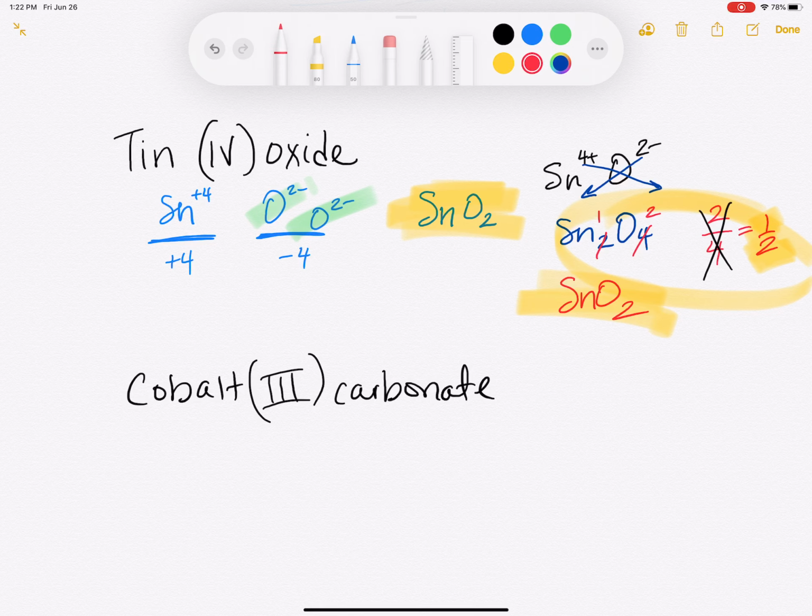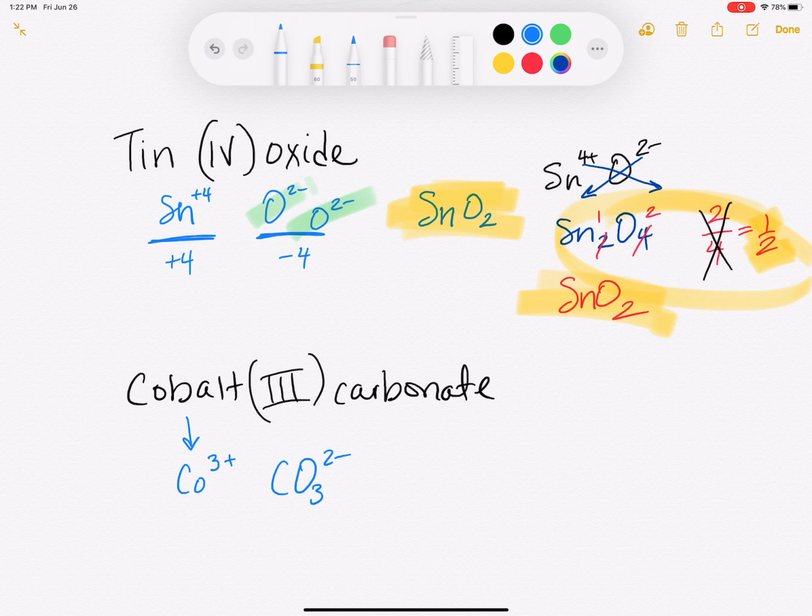Okay, let's go to our last example, cobalt-3 carbonate. So cobalt from the periodic table, there it is. The name tells me that it's a 3+ charge. Carbonate is a polyatomic, and carbonate is going to have the heavier charge because it ends with ATE, so it's going to be the bigger charge. So that means that this is going to be CO3 2-.